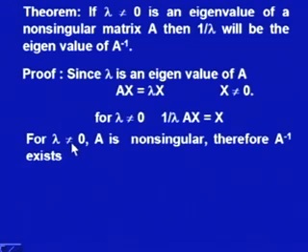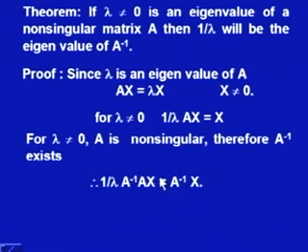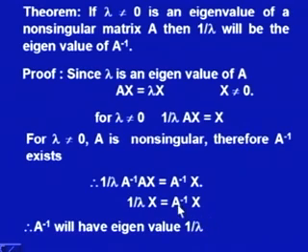A is non-singular, this is being given to us, so lambda is not 0. Therefore, A inverse exists. For a non-singular matrix, A inverse exists, and we can multiply this equation by A inverse. So, we will have 1 upon lambda multiplied by A inverse Ax is equal to A inverse x, and A inverse A is identity. So, 1 upon lambda into Ix, which is x, is equal to A inverse x, and from here one can conclude that A inverse has an eigenvalue 1 upon lambda.